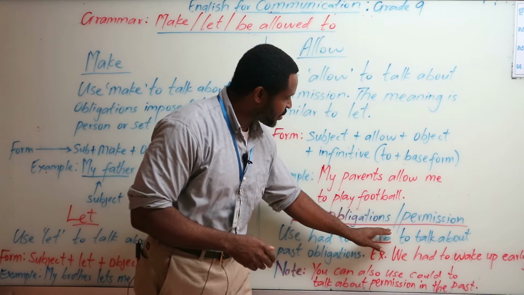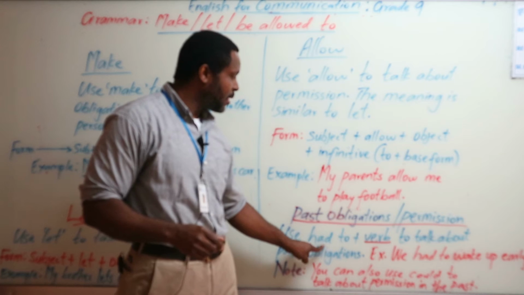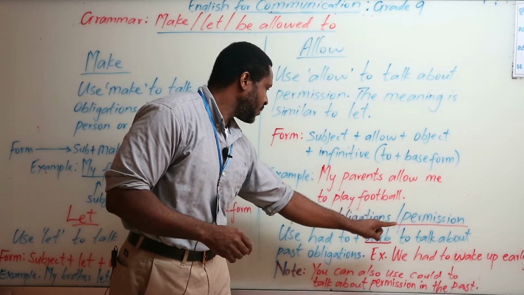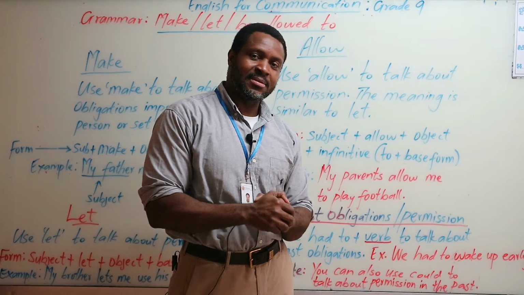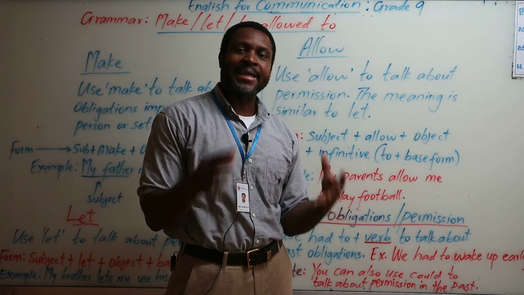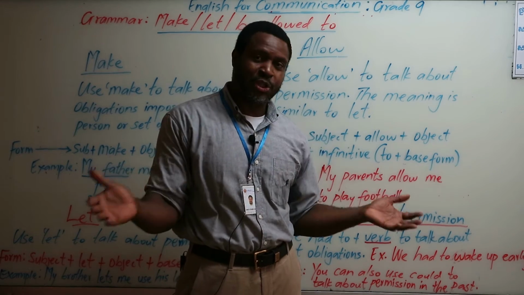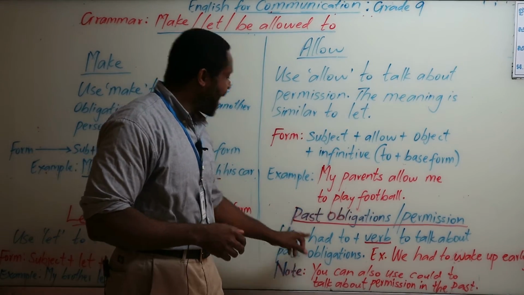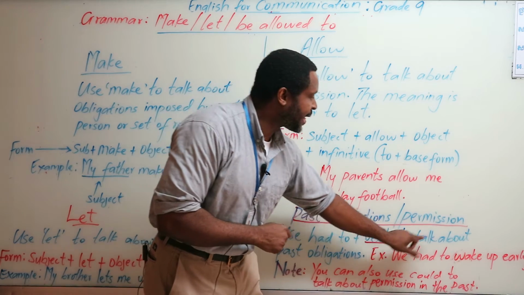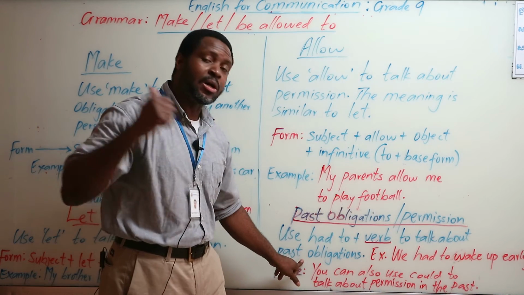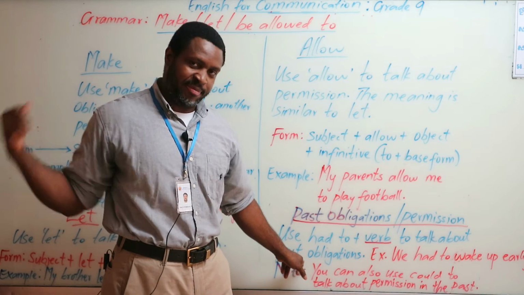For past obligations or permission, use had to talk about past obligations. An obligation is something that is necessary, something that is important for you to do. Use had to plus verb, that is the base form of the verb, to talk about past obligations. Obligations in the past. That means it's a finished action.